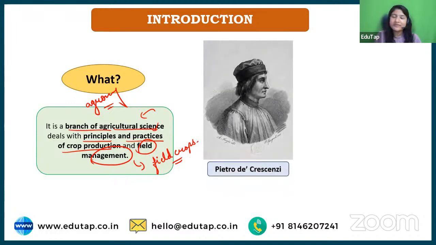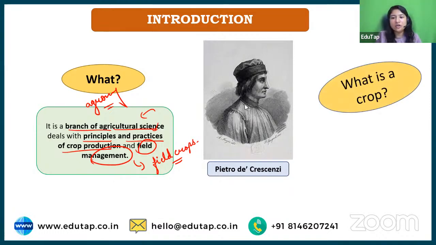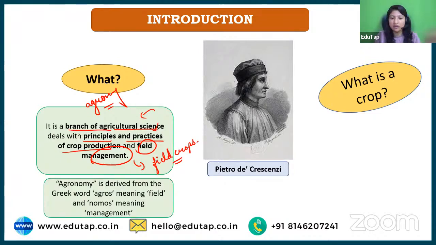Petro de Crescenzi, as we have understood, is known as the father of agronomy. And what is a crop? A crop is a plant that is grown in a field at a larger scale. Agronomy is derived from the Greek words agros and nomos. Agros means field, and nomos means management. So management of the field is known as agronomy, and here we talk about all the principles and practices.